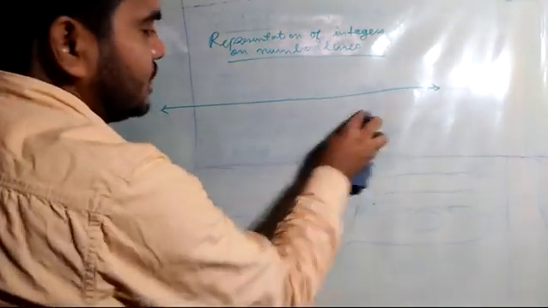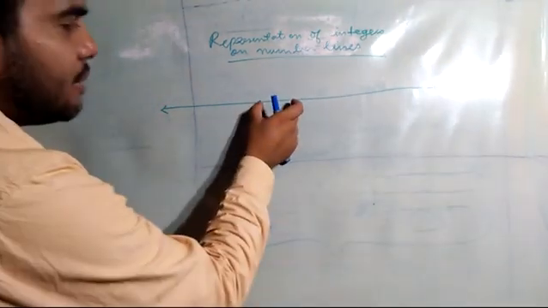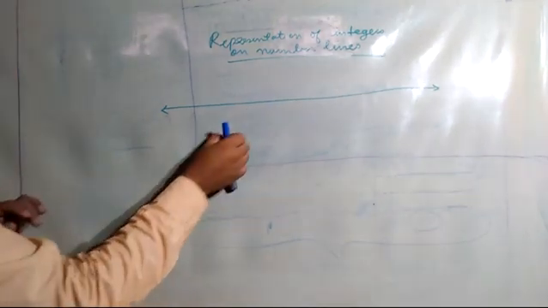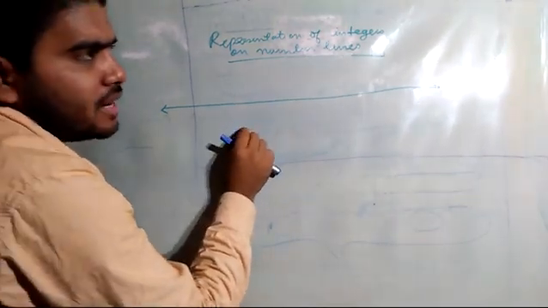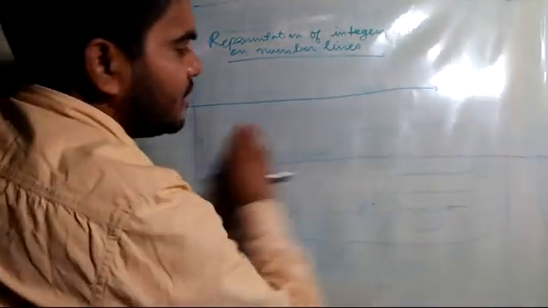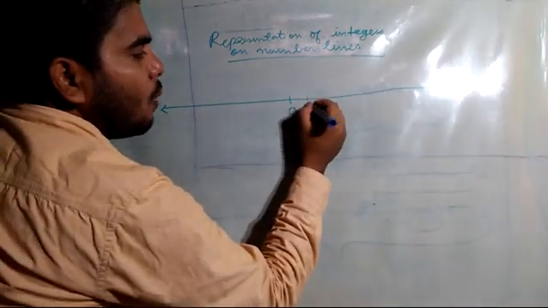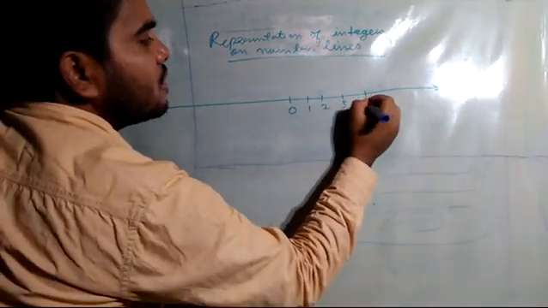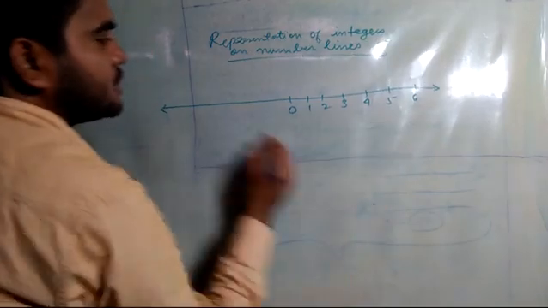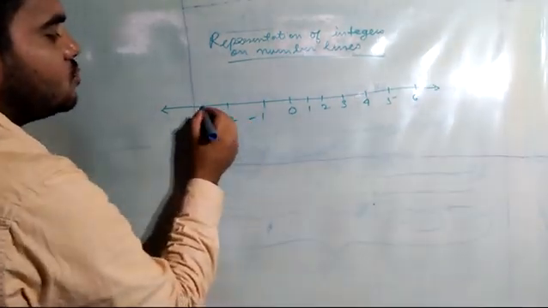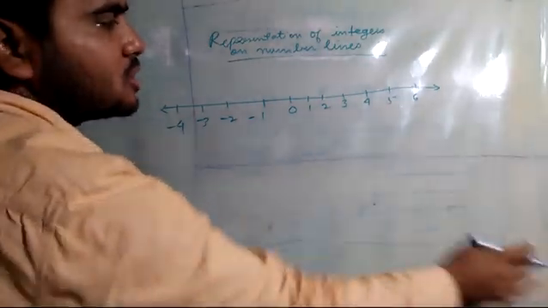I have taught you in class 6 what the definition of a line is and what a line segment is. A line segment is a part of a line, whereas a line is all the infinite points connected in such a way that it looks like a straight path, and at both ends there should be an arrow. So this is a line. And how to represent this? Here we have 0, 1, 2, 3, 4, 5, 6, -1, -2, -3, -4. You can go up to infinity on this side, and positive infinity on this side.